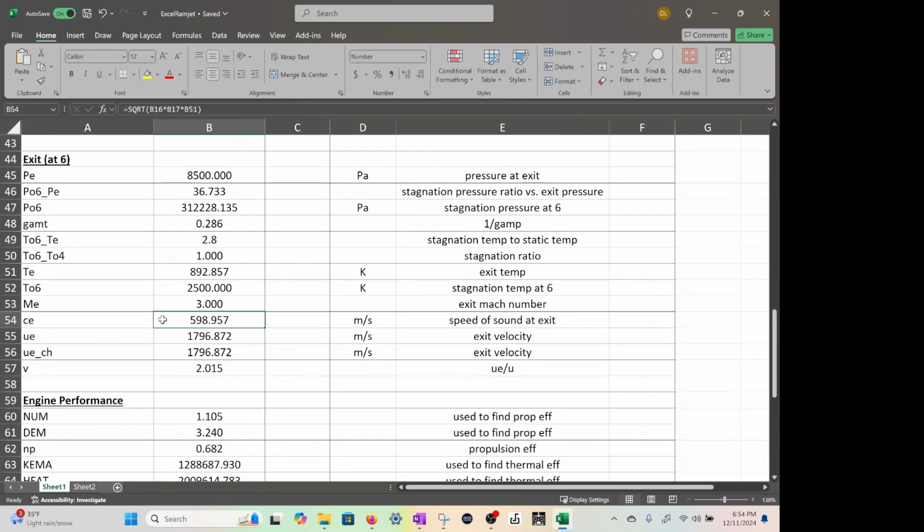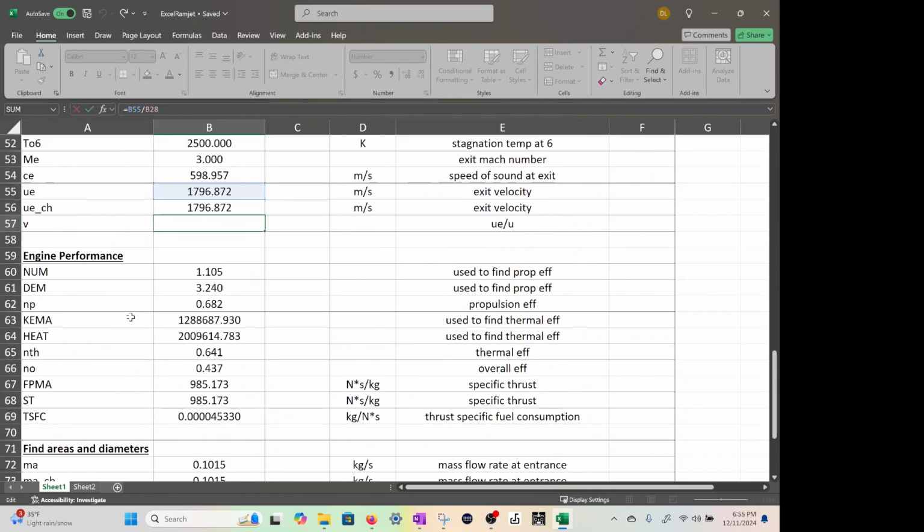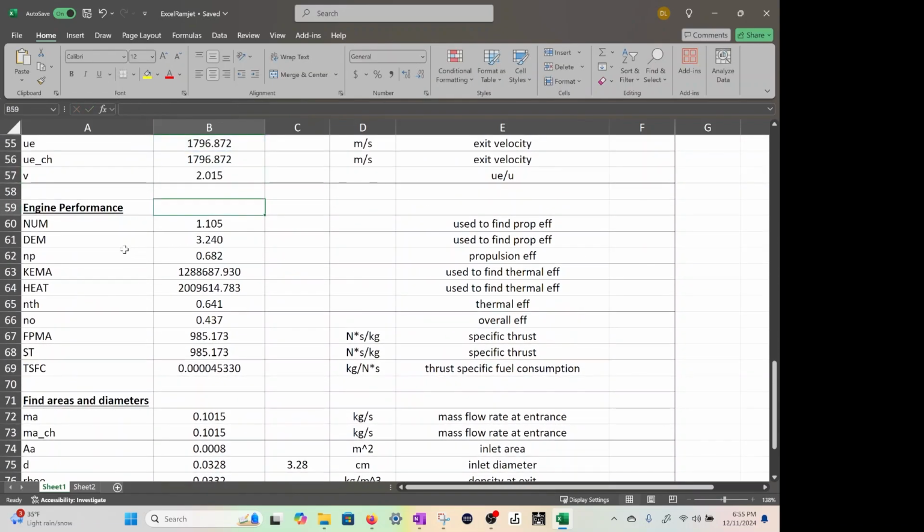The speed of sound. Here's your exit velocity. And then don't worry about this, just a check. This is the ratio of your exit to your inlet, which is used in the engine performance. So here's your propulsion efficiency. Here's your thermal efficiency, your overall efficiency, your static thrust, and your thrust-specific fuel consumption. The overall efficiency is not very good for this engine, but that's okay.